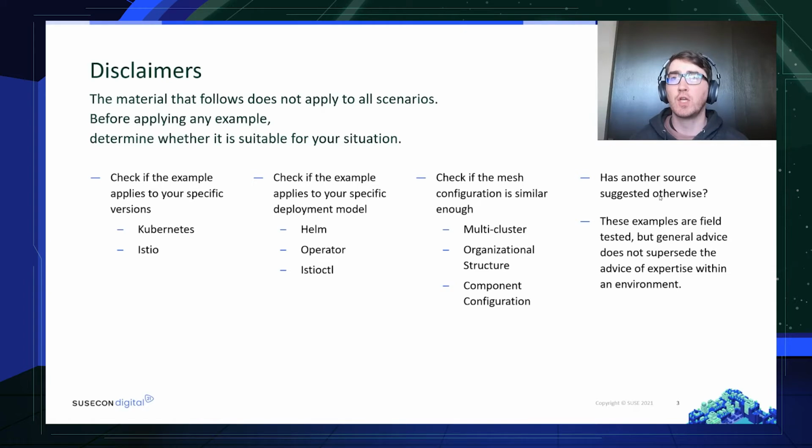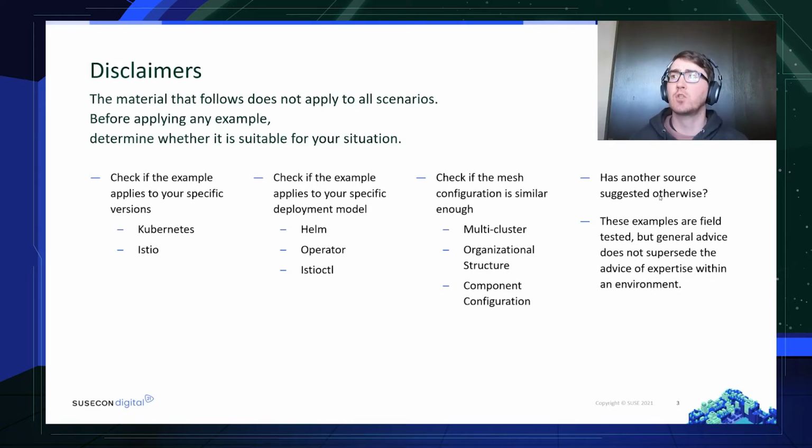Next column is check if the example applies to your specific deployment model. If you're familiar with Istio, you should be familiar with the fact that there are multiple ways to install and manage an Istio service mesh. Helm, operator, and Istio CTL. If you're installing things with the alpha Helm charts, then chances are that some of the operator configs that I might be showing you today wouldn't be applicable. And there's a case that with Istio CTL, some of the functionality that I may show won't be available without your standard Istio CTL installation.